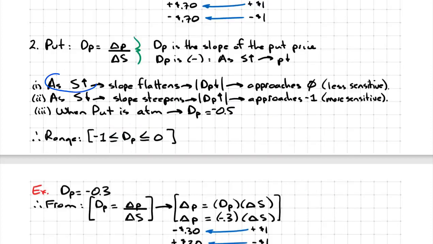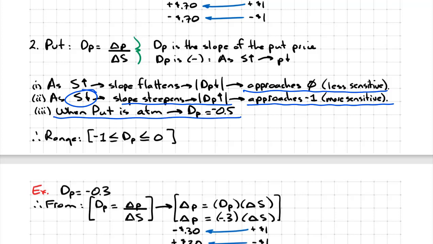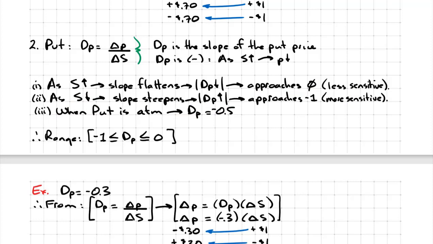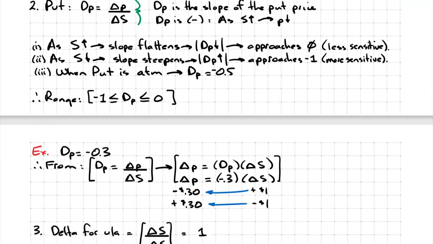And this just elaborates on what we discussed. As the spot price increases, the slope flattens out, therefore the absolute value of delta is dropping. It's approaching 0. So that means the value of the put is becoming less sensitive. On the other hand, as the spot price decreases, the slope will steepen. That means the absolute value of delta is increasing. And at the most, it's approaching -1. And finally, when the put's at the money, we said that its value would be 0.5. But because it's downward sloping, it'd be -0.5. So therefore, the range for put delta is -1.